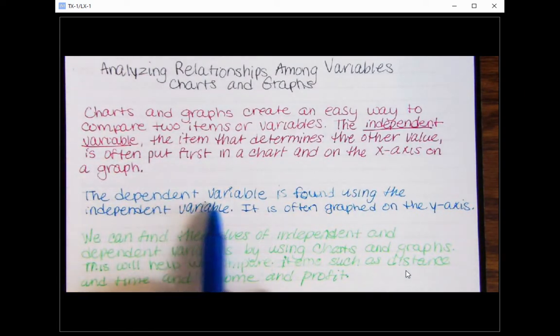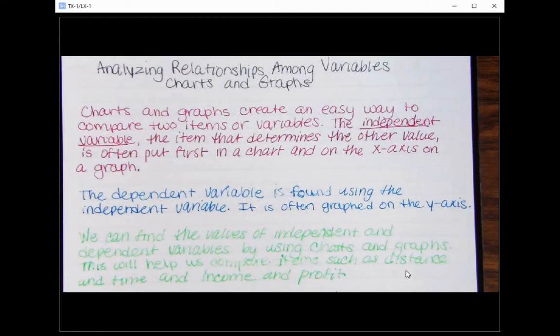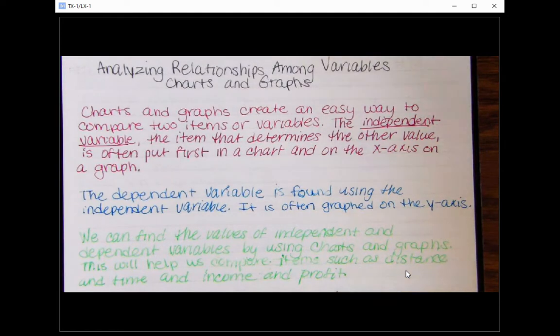And then the dependent variable is found using the independent variable. When we were doing our example, we found the amount of words by actually timing ourselves and seeing how many words we could get in that amount of time. So it is graphed on the y axis. Again, in our example that we did in class, the independent variable, which is on the x axis, was the time, and the dependent variable, which was the amount of words that we typed, was on the y axis.